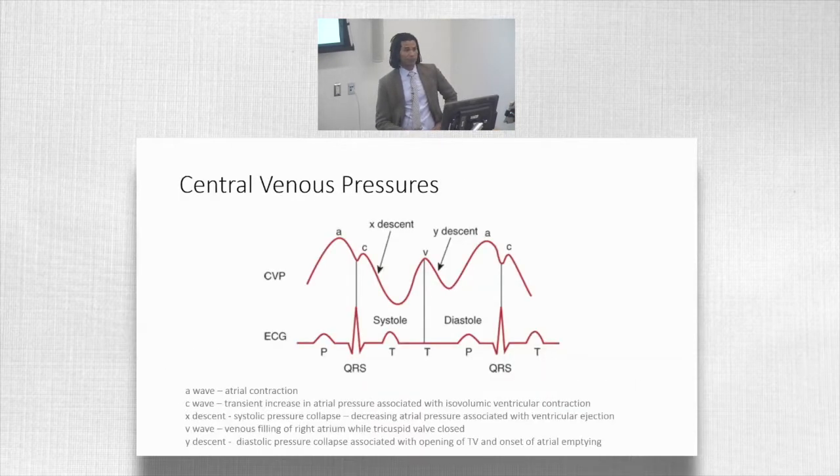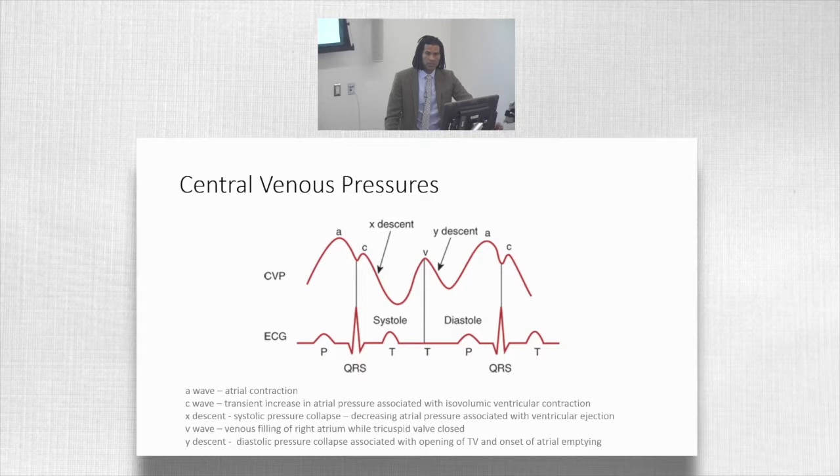But assuming you've done everything right, this is what your classic central venous pressure tracing would look like. And I've tried to synchronize events in the central venous pressure tracing with an EKG signal. There are three phasic plateaus and two descents. The A wave occurs after the P wave on the EKG, and that's associated with basically atrial systole or atrial contraction. The C wave is isovolumic contraction of the right ventricle.